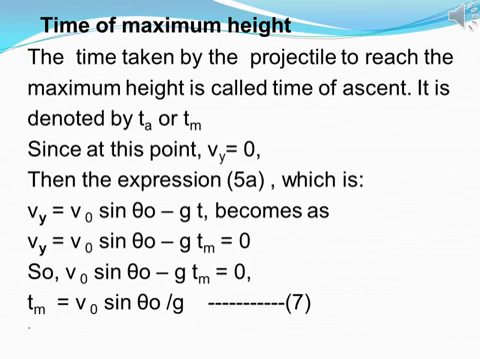Since at this point Vy is equal to 0, the expression 5a, which is Vy is equal to v0 sin theta 0 minus gt, becomes Vy is equal to v0 sin theta 0 minus g tm, which is 0. So v0 sin theta 0 minus g tm is equal to 0. Then tm is equal to v0 sin theta 0 by g, which is the expression 7.